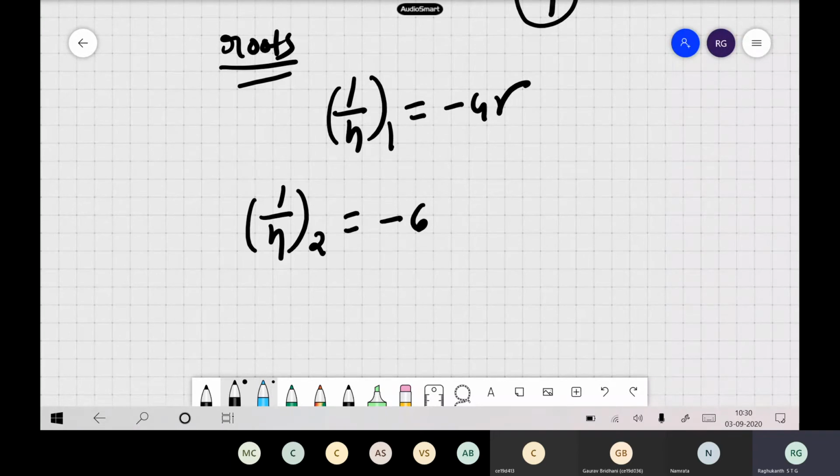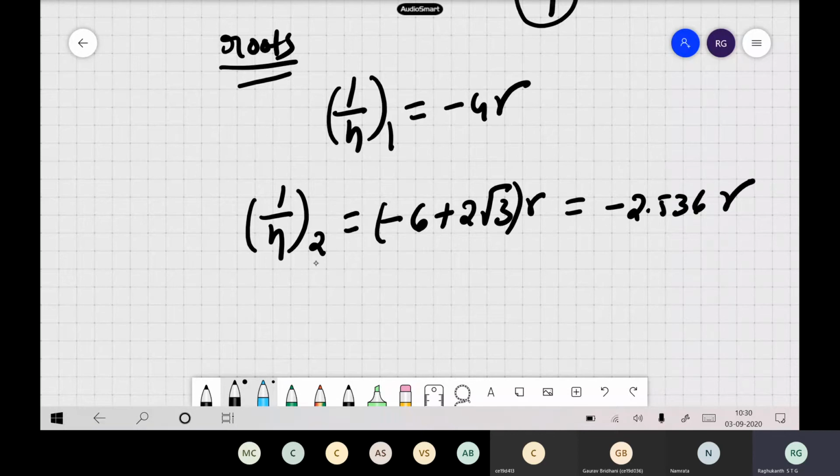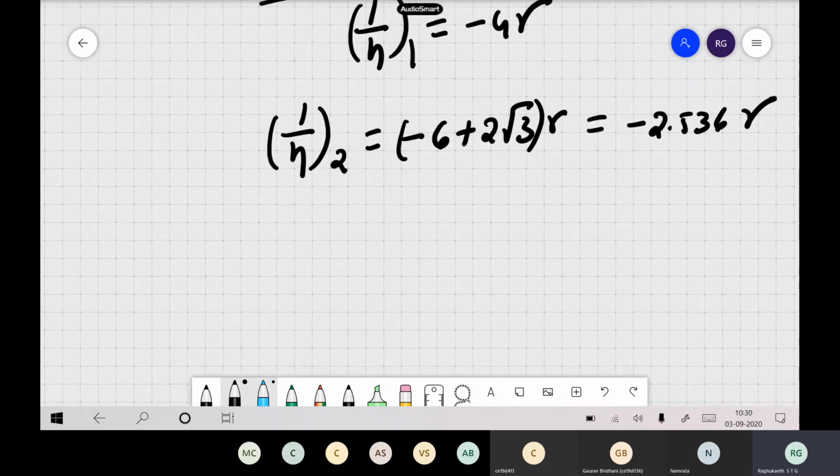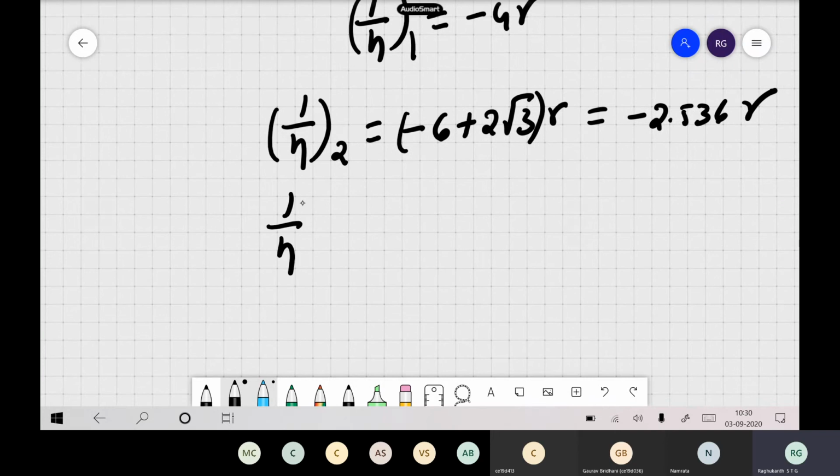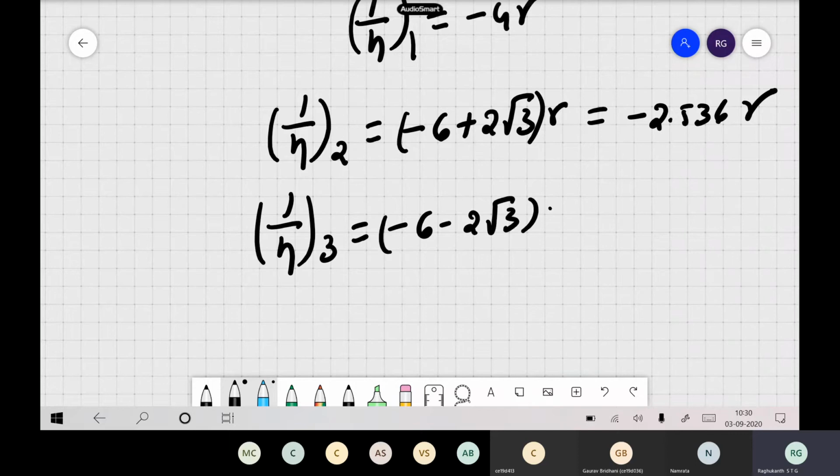So this is minus 6 plus 2 root 3 times your gamma. So this is minus 2.536 times gamma. Okay, so this is the second root. Now the third root, which comes from your quadratic equation, will be minus 6 minus 2 times root 3 times your gamma. So this will be minus 9.464 times gamma.